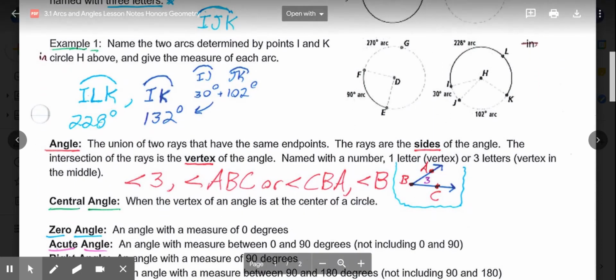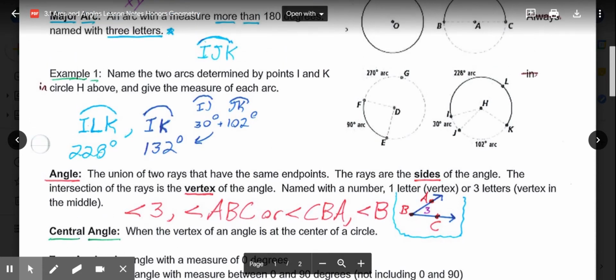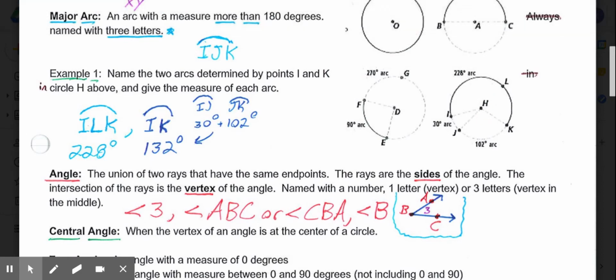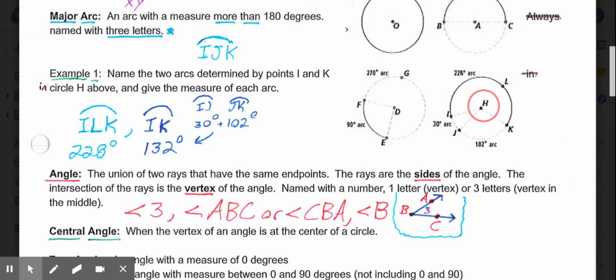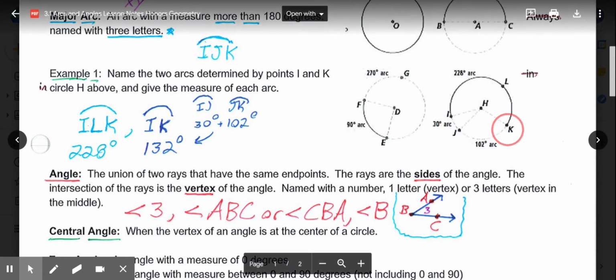Then when we go down to example 1, name the 2 arcs determined by the points I, K in circle H above and give the measure of each arc. Now circle H is over here on the right. We always know the name of a circle based on the point in the middle. So this would be circle D, circle O, circle A, circle H. So in circle H, we want to name the 2 different arcs that have endpoints of I and K.